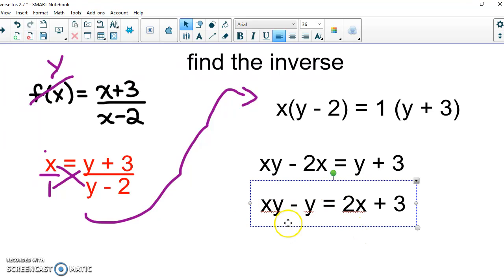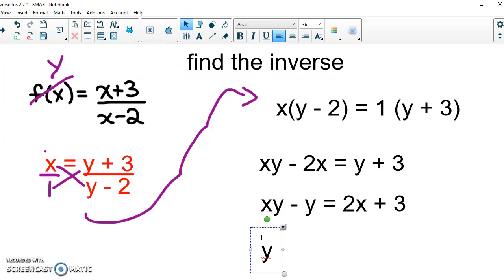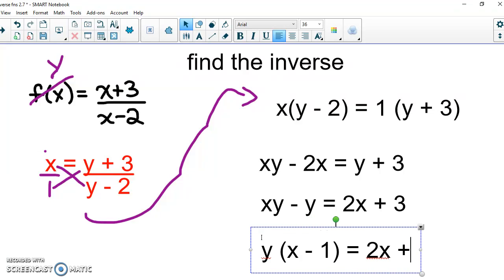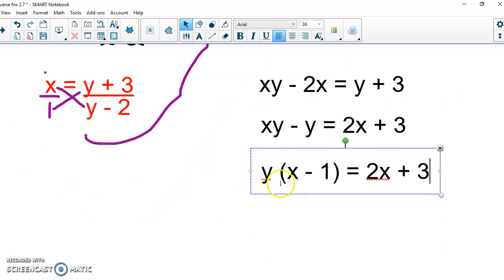And now I've got to figure out how to get y by itself. I'm going to factor the y out here. So I've got y times x minus 1 equals 2x plus 3, and I'm almost there. I've almost got y isolated. Now I'm just going to divide by x minus 1 here, divide by x minus 1 there, and I'm done.